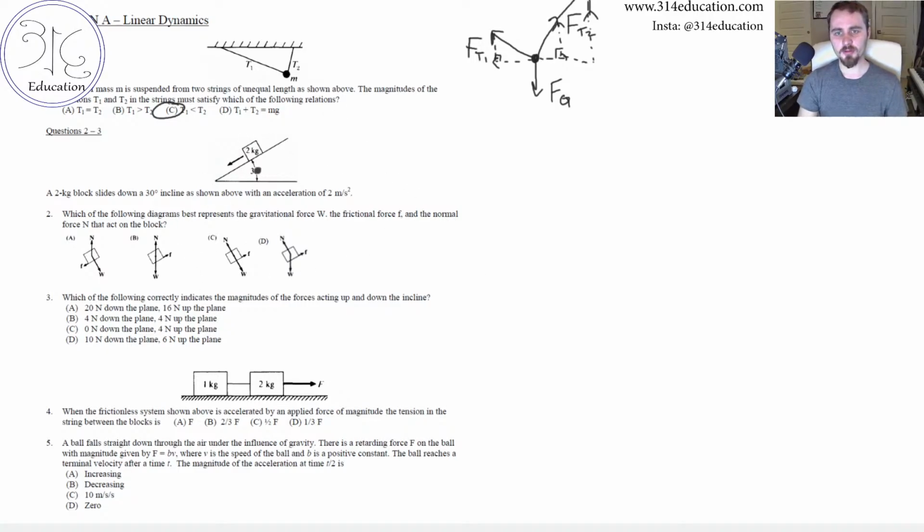Cool. So for these next problems, we're looking at a block sliding down a 30-degree incline with some acceleration of 2 meters per second squared. To start with, we want to show the free body diagram that represents all the forces acting on it. They use W for gravitational force, which is kind of gross, but we expect gravity to always be pointing downwards. So right away, we can rule out A and C, because these are pointing down in the rotated frame of reference, which we'll discuss more in the FRQ section.